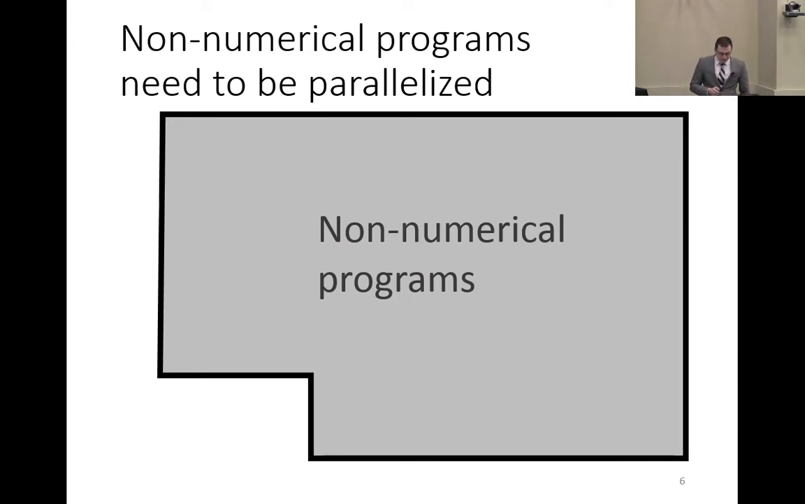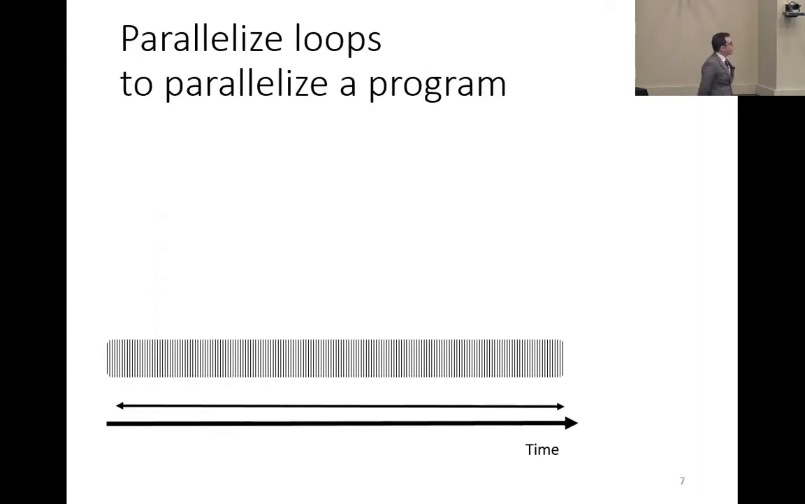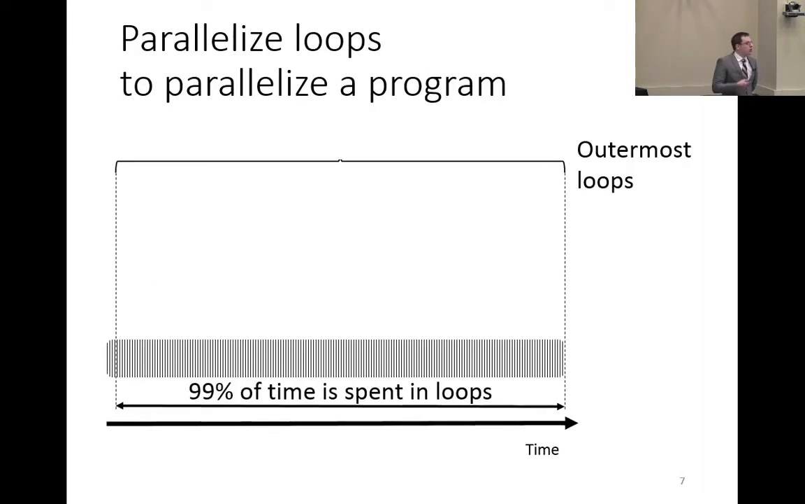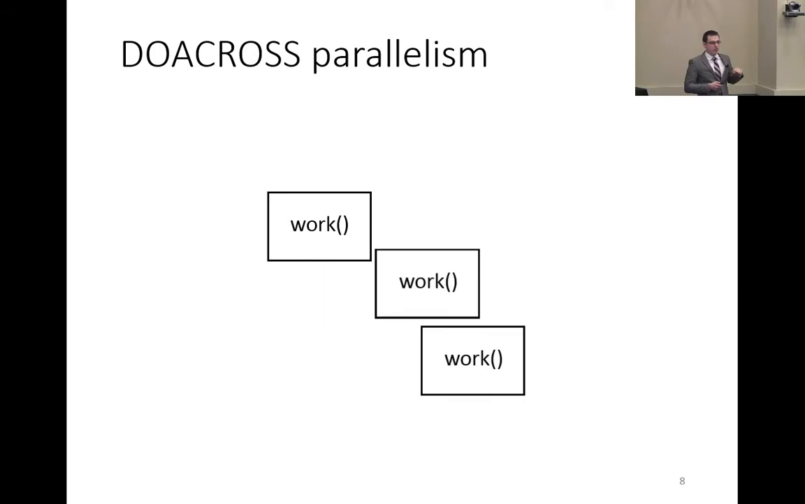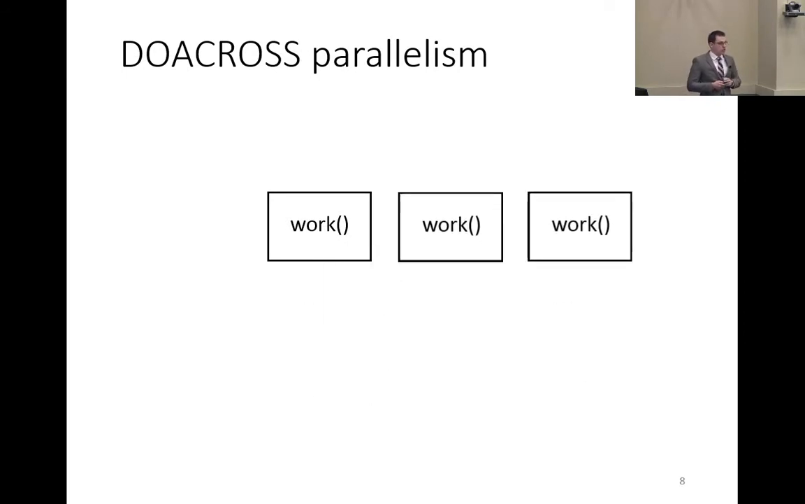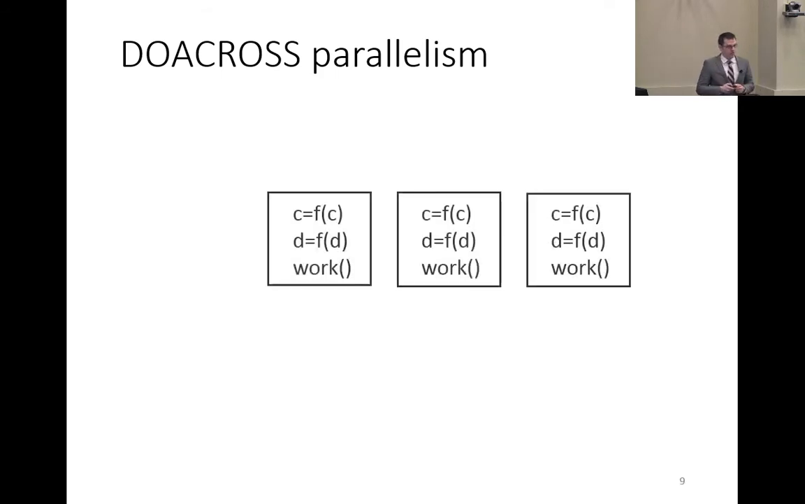So the first thing I did is take some samples of these non-numerical programs and run them on today's systems to understand their execution. What they found is that obviously most of the time is spent in loops. So if we want to parallelize them, we need to parallelize their loops. A simple way to parallelize a loop is to take the iterations of a loop and distribute them among the cores. Of course, often you have dependencies that carry across loop iterations.